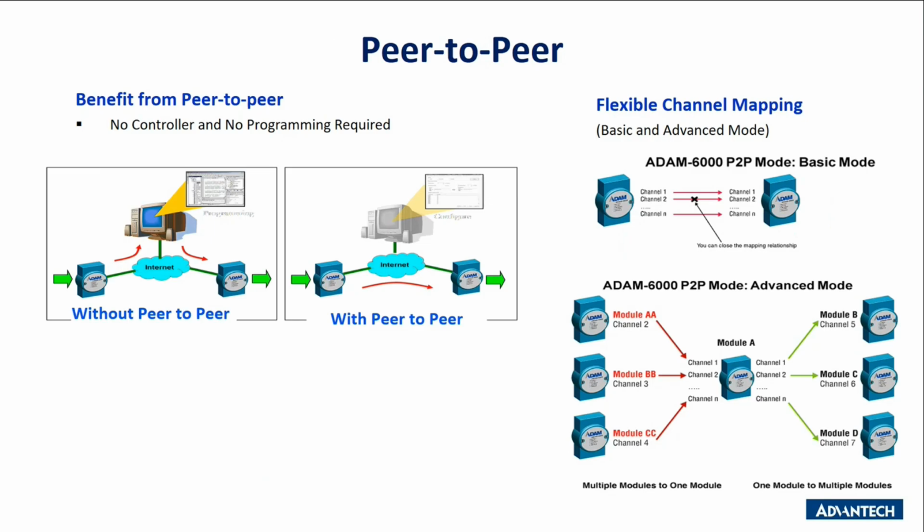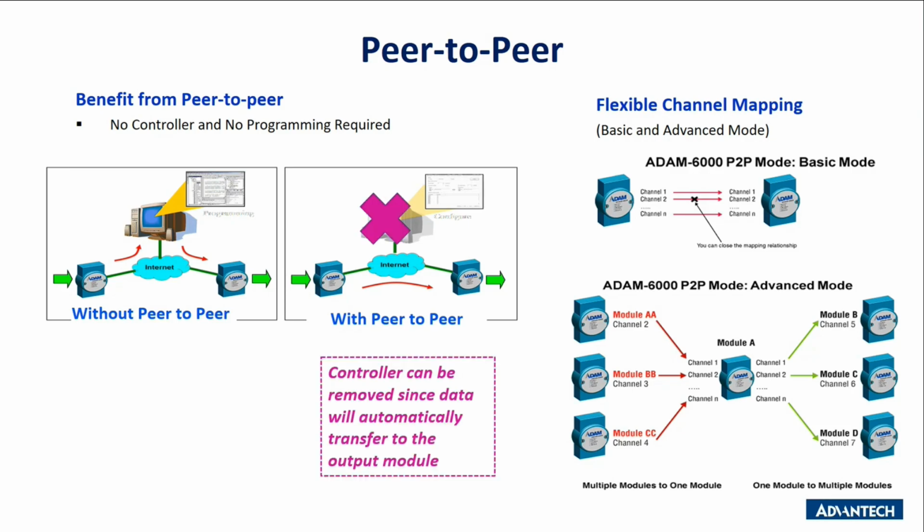Second will be the peer-to-peer function. This is very similar to the GCL in the previous slide, but you can only choose either one setting between GCL and peer-to-peer for your I/O module. Also, you need at least 2 modules to perform this peer-to-peer function. So when the input is triggered, the output will be triggered as well. So the controller can be removed since the data will be automatically transferred to the output module.